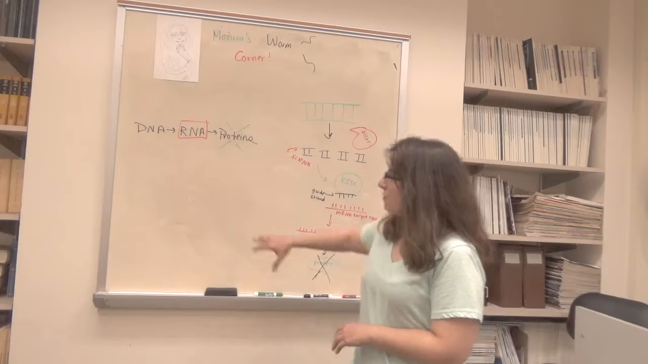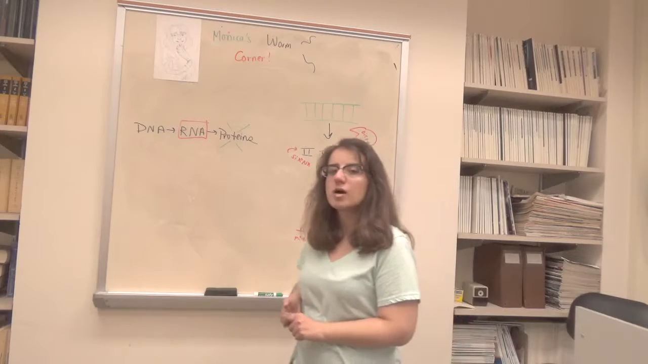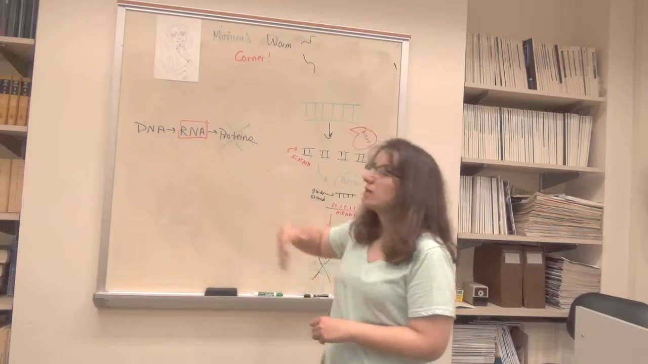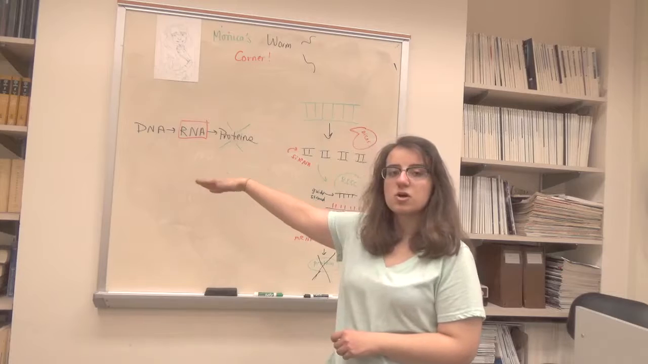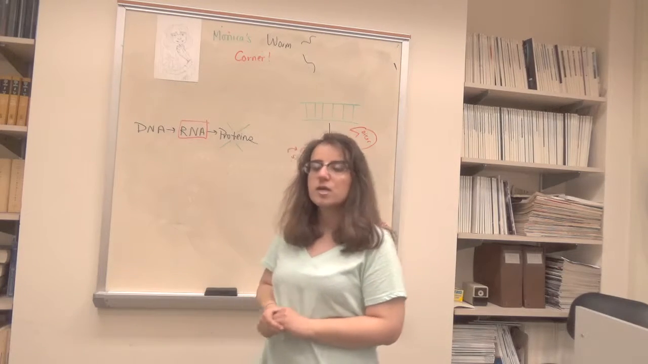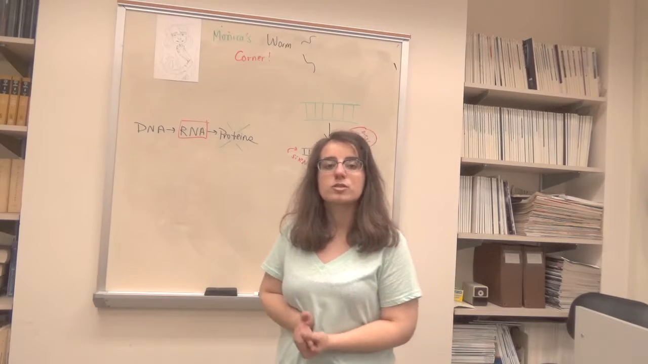And so what I have drawn on the left-hand side of the board is the central dogma, and the step of the central dogma impacted by RNAi is the RNA step. So what ends up happening is RNA is silenced, and so that protein is not produced. And in our lab, what we do is we feed our worms double-stranded RNA.